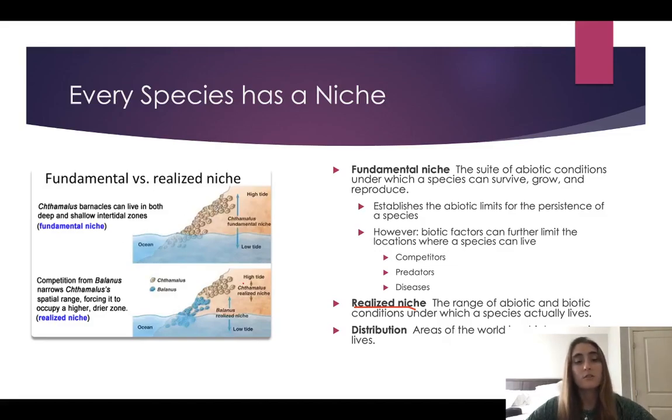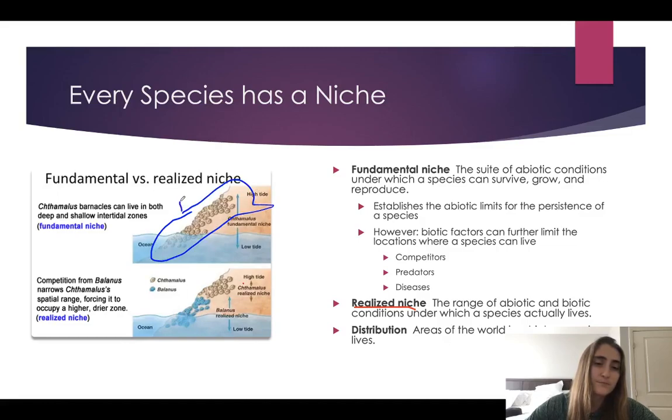So our fundamental niche here for this particular species of barnacle is this entire area here. Sorry, this is the fundamental niche. And it basically is saying that this barnacle can thrive in a wetter condition or in a drier condition. And this is supposed to be representative of the intertidal zone.